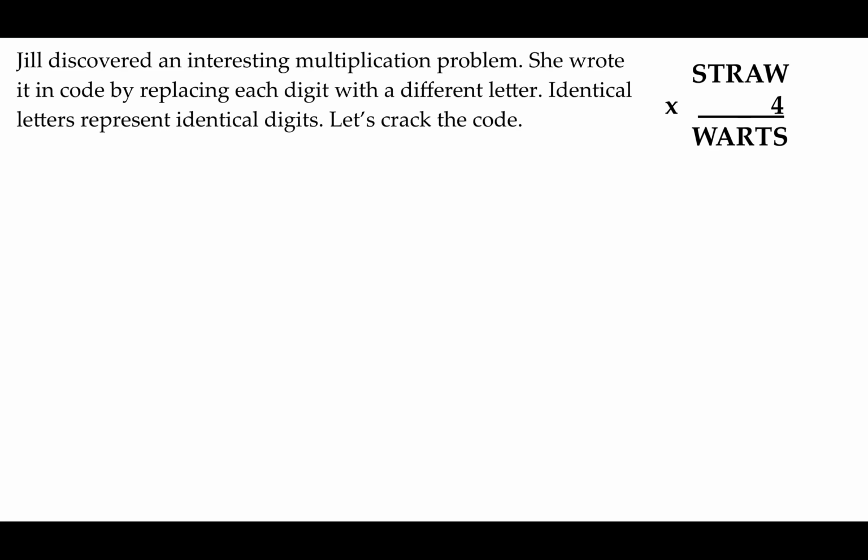Jill discovered an interesting multiplication problem. She wrote it in code by replacing each digit with a different letter. Identical letters represent identical digits. Let's crack the code. So here we go. It looks like STRAW multiplied by 4 equals WARTS.